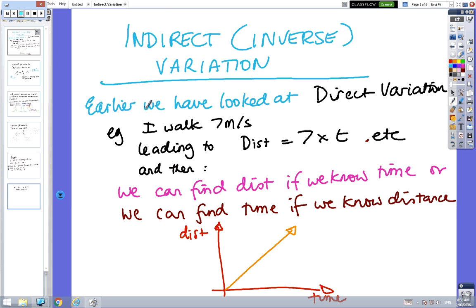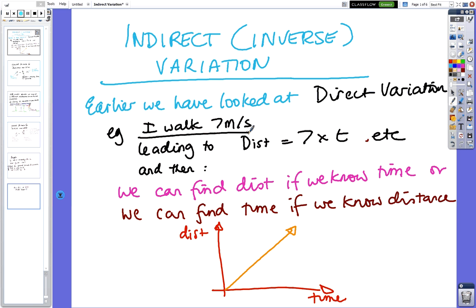Okay, so we're looking at inverse variation today, but let's just go back to what direct variation was. For instance, if I walk 7 meters per second, we can create a formula. The distance that you walk equals 7 times your time. The 7 comes from the number. I put distance out the front because that's the first variable, and I put time as the second variable. Once we find the formula, we can find the distance if I know the time, or I can find the time if I know the distance.